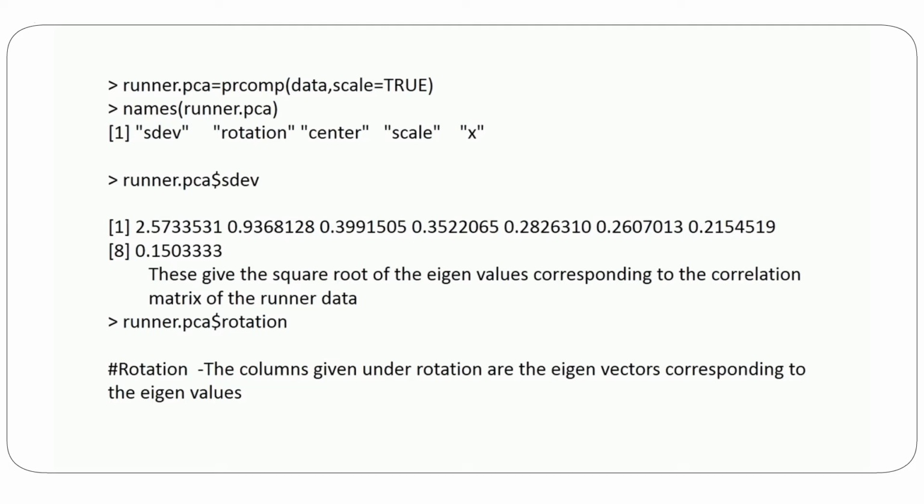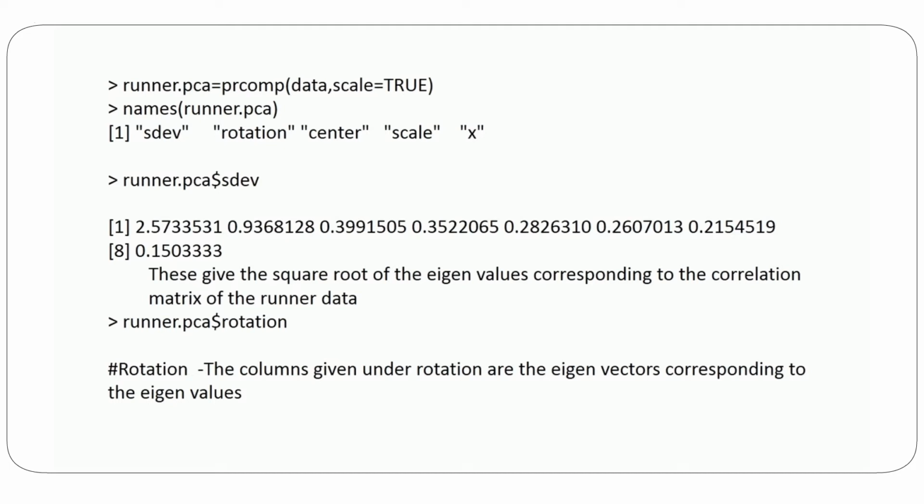So, for our given data, we use the R command prcomp and we mention the argument scale equal to TRUE. Now, this is needed because the times taken for completing the different races are in different units. Scale equal to TRUE implies that the variables are first standardized and after that we perform the principal component analysis.